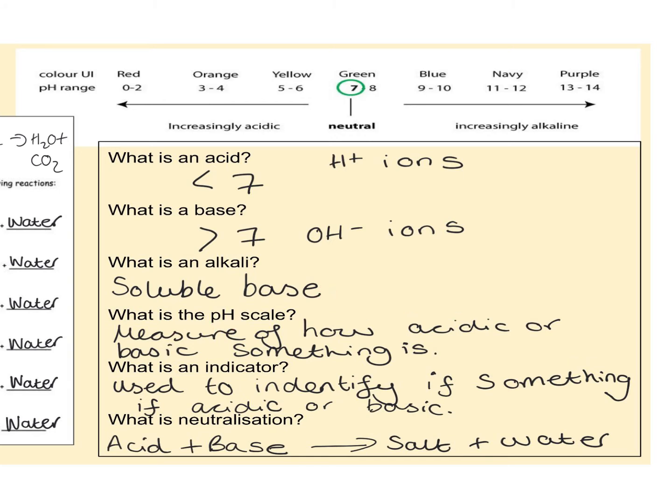What is the pH scale? The measure of how acidic or basic something is. What is an indicator? Used to identify if something is acidic or basic. What is the equation for neutralization? And sometimes you might see it like that. Acid plus a base gives water. Okay? So acid plus a base makes salt plus water.